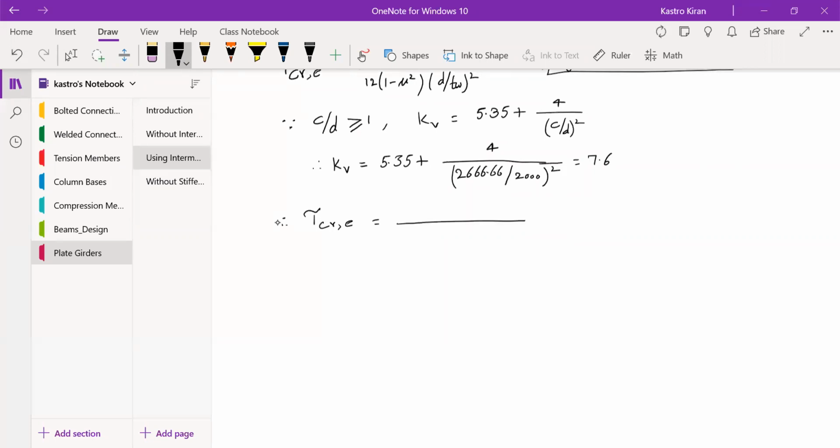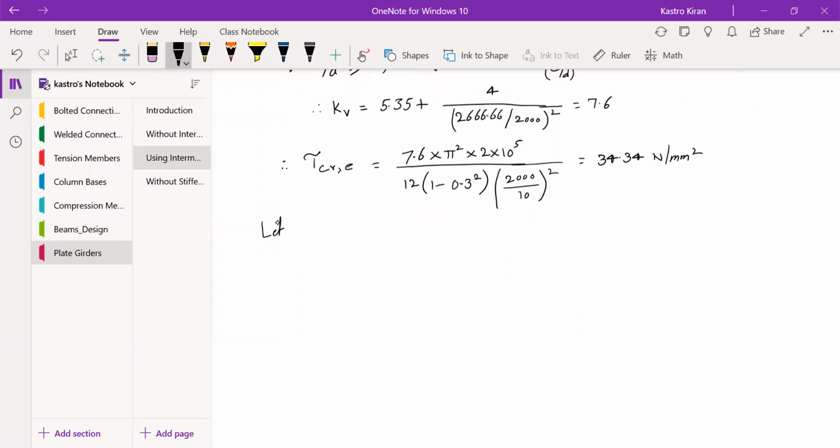So tau CRE equals kV, which is 7.6, into pi square into E, where E is the Young's modulus of steel, 2 into 10 power 5, divided by 12 into 1 minus nu square, where nu is the Poisson's ratio, taken as 0.3, and D by the thickness of the web is 2000 by 10, squared. If you solve this, you will get the elastic critical shear stress as 34.34 newtons per mm square. From this, you are going to find the lambda W value.